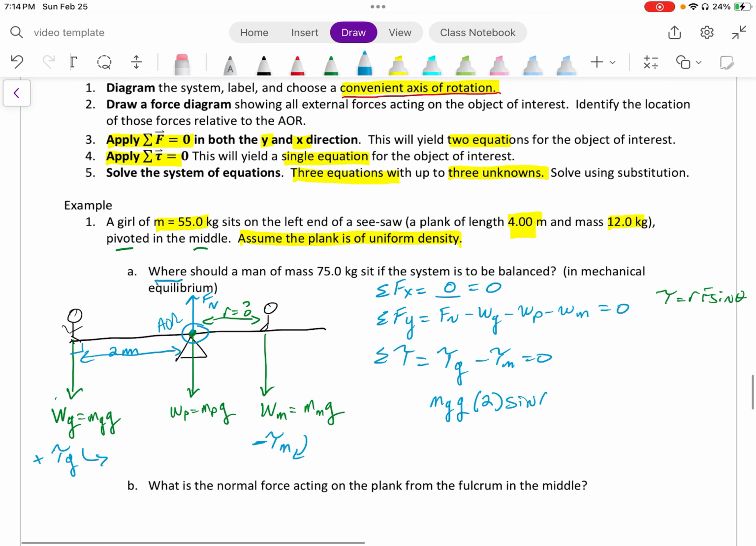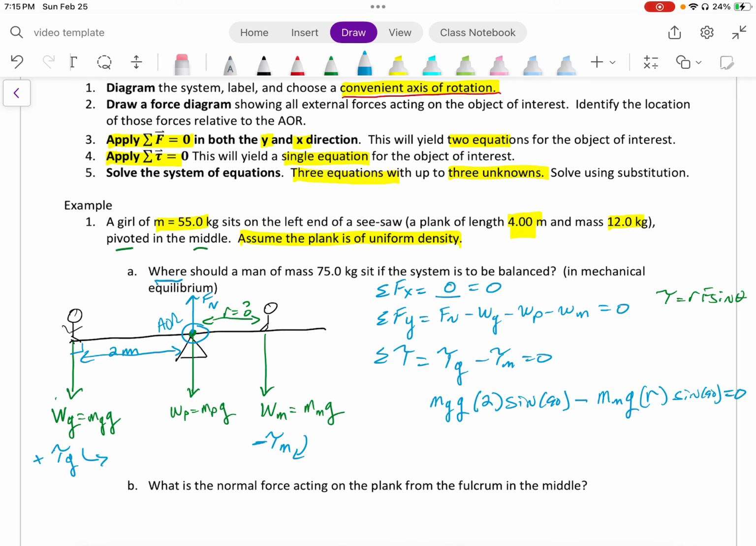I'll go ahead and write that for beginners here. Sine of 90 is 1. I will start to leave that out. Minus the torque caused by the man. That is mass of the man times little g, that's the force, times the r, which is what we're looking for, and again, that'll be sine of 90, which is 1. And all of those added up equals 0.